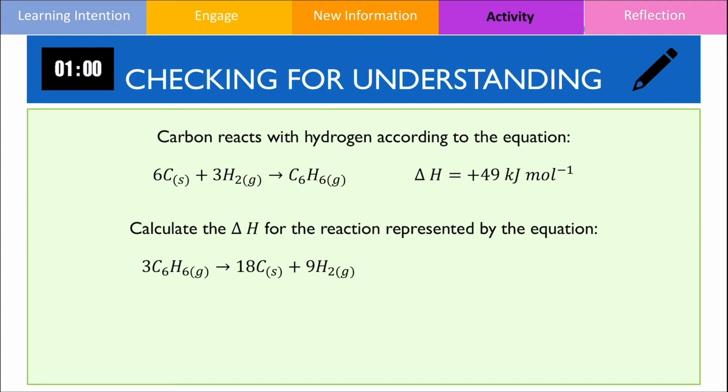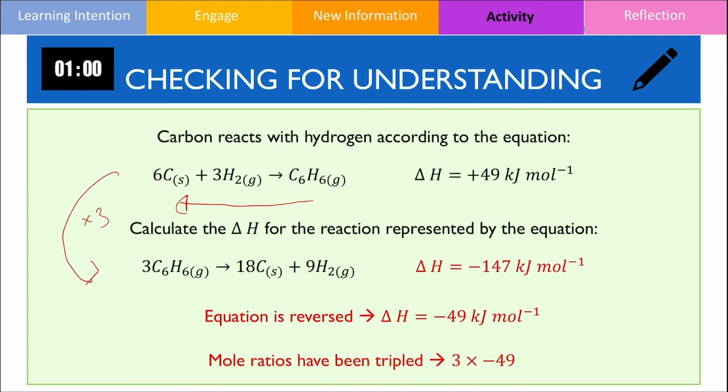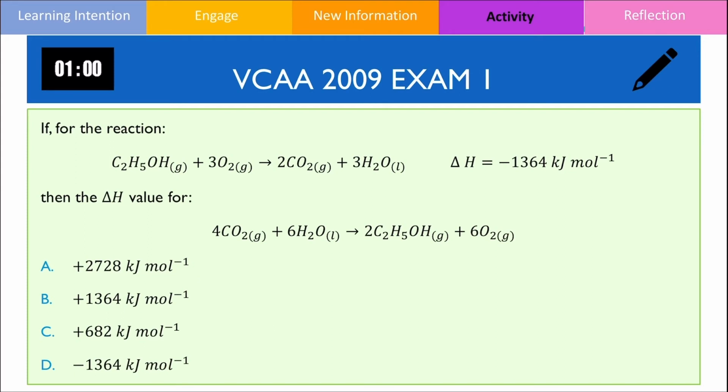Based on the equation, we can see that the reaction has been reversed. Reversing the reaction flips the sign of delta H, making it negative 49 kilojoules for the reverse reaction. Furthermore, we could also see that the coefficients in the equation have also been multiplied by 3. Multiplying 3 with negative 49 will give us an answer of negative 147 kilojoules per mole. Have a go with the second question. Pause the video now and then play again once you're ready to compare your answer.